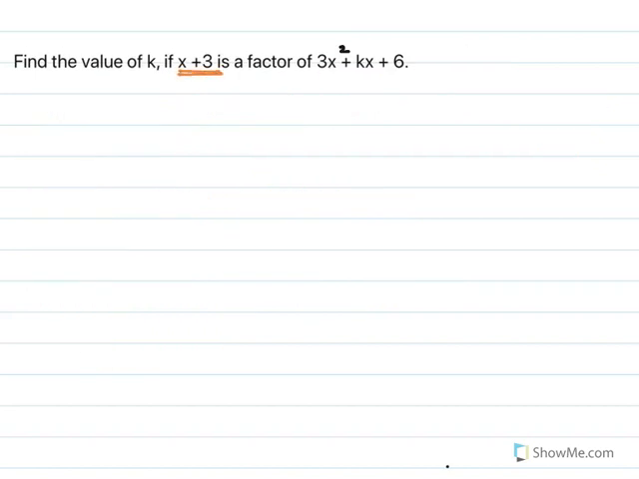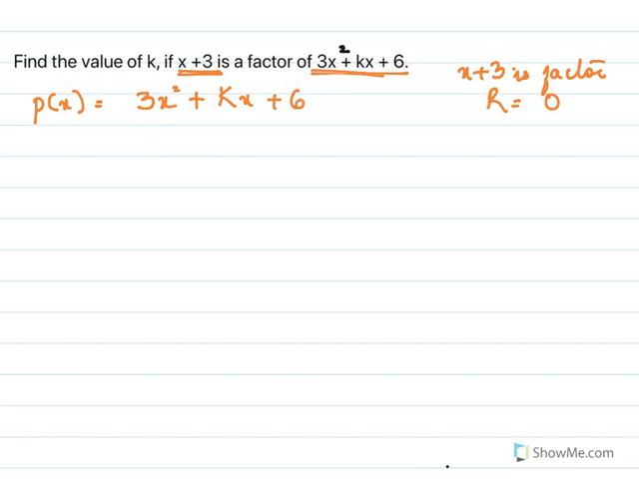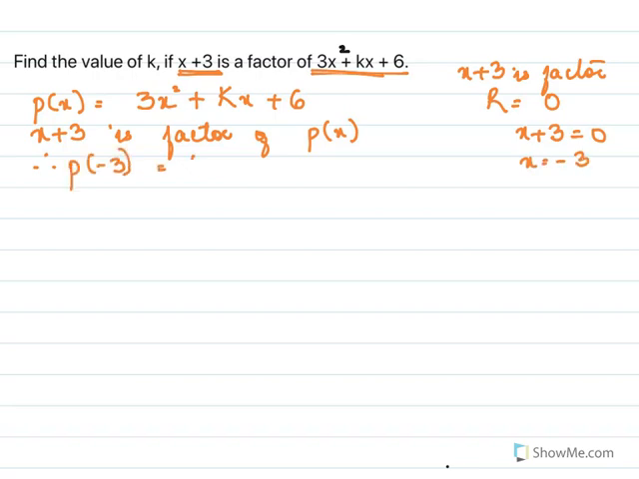Find the value of k if x plus 3 is the factor. I'll just put it here. x plus 3 is a factor. That means the remainder should be equal to 0. So we have p of x, the polynomial is 3x squared plus kx plus 6. Now it's given to us x plus 3 is a factor of p of x. Therefore I write here x plus 3 equal to 0, x equal to minus 3. So p of minus 3 equals 0. This is by factor theorem. In other words, the remainder becomes 0.